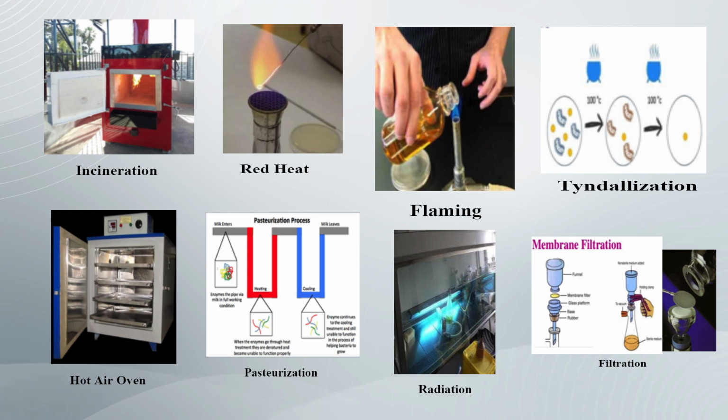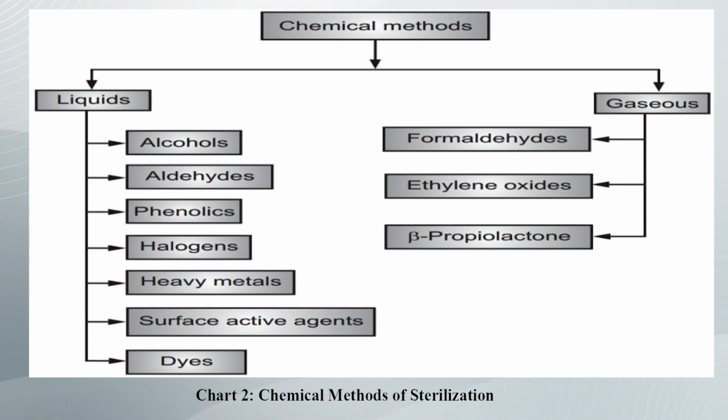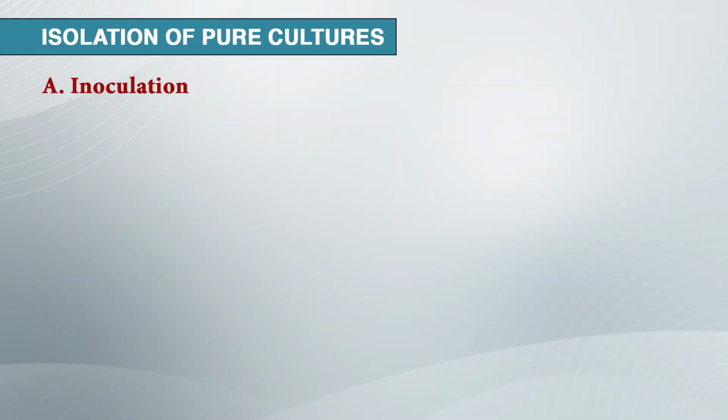This is the figure of the physical methods of sterilization: incineration, red heat, flaming, tyndallization, boiling, autoclave, hot air oven, pasteurization, radiation, and filtration. The chemical method is also divided into two parts, liquid and gaseous. In the liquid part, we use alcohol, aldehydes, phenolics, halogens, heavy metals, surface active agents and dyes, etc. for sterilization. In the gaseous method, we use formaldehyde, ethylene oxide and beta propiolactone as gaseous chemicals. By both means, we sterilize the equipment and glassware.